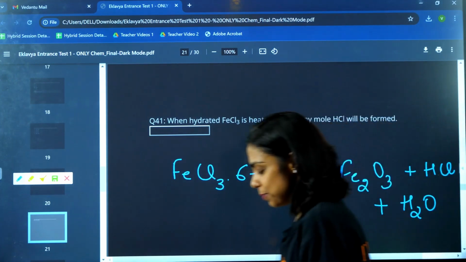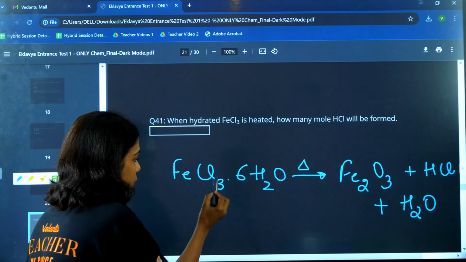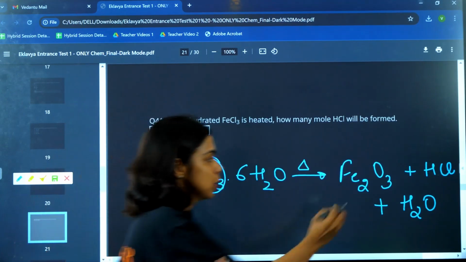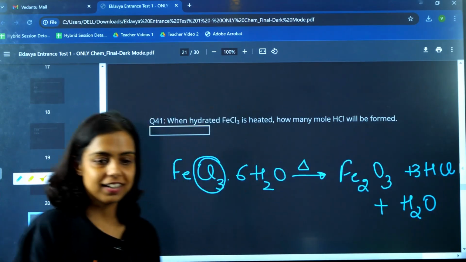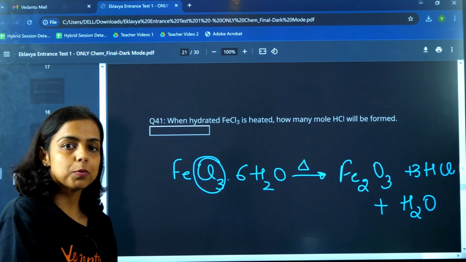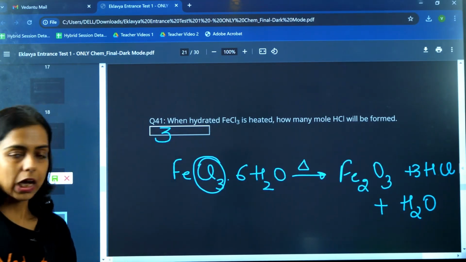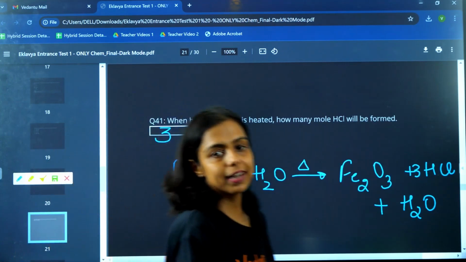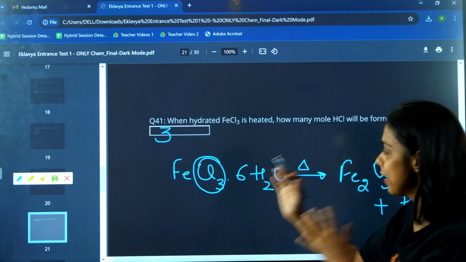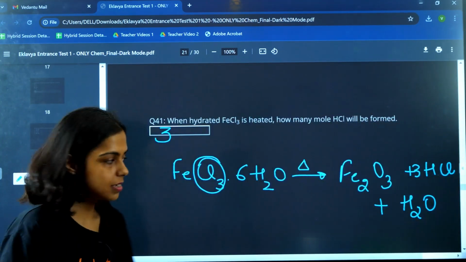And POAC, principle of atomic conservation. If you have 3 chlorine atoms, of course you will get 3 HCl, right? 3 chlorine in the product side also. So indeed your answer will be 3. How many moles of HCl will you get after heating your hydrated FeCl3? The answer is 3.